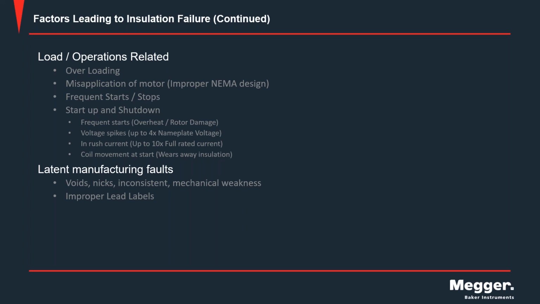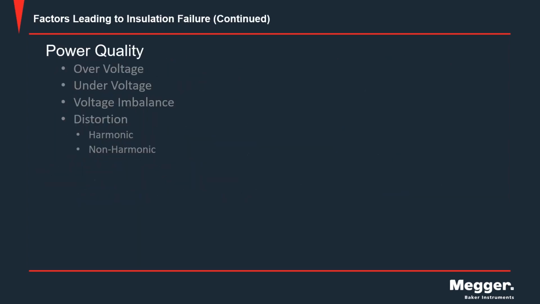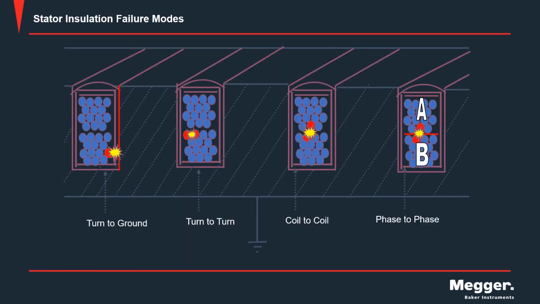And the last one here we want to look at is the latent manufacturing faults: the voids in the insulation, nicks, inconsistency in the way the motor's put together, mechanical weaknesses, improper lead labels lead us to have faults. So all those lead into something we need to consider as to what's going on with that motor. So these are the factors that lead up to failure, insulation failure, or degrading the insulation.